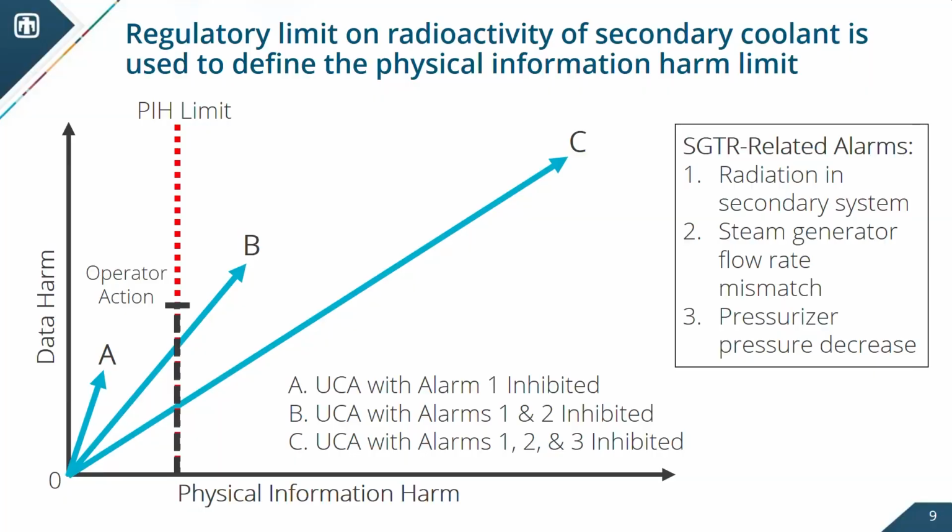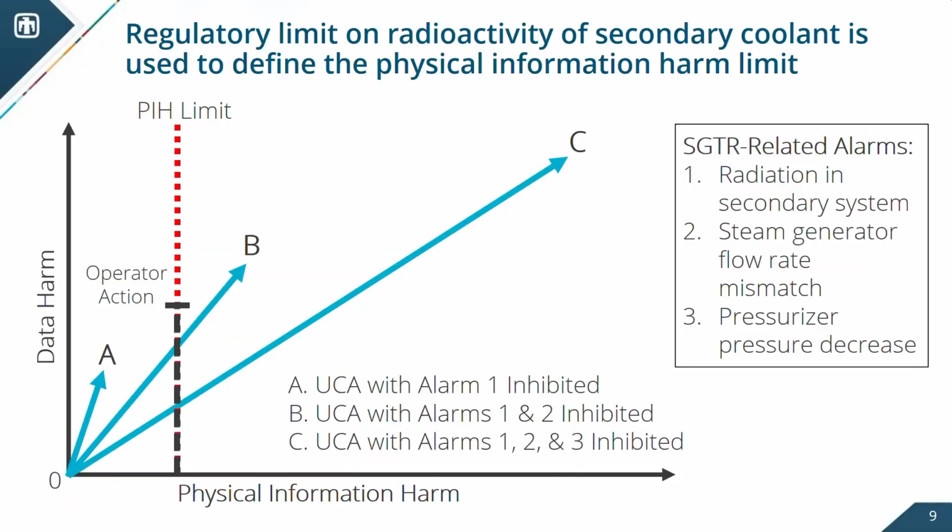But what happens if the adversary says, hey, I'm going to inhibit, I'm going to hide those alarms from the operator? That means we can't really accredit for the operator to perform the action in order to limit the physical harm at the necessary physical information harm limit, which is shown in the red dotted line. But we have 3 alarms, right? And this is sort of where we got into a lot of our experimentation. The operator is likely going to make the same decision if they have 2 out of 3. It's a simple voting system, right?